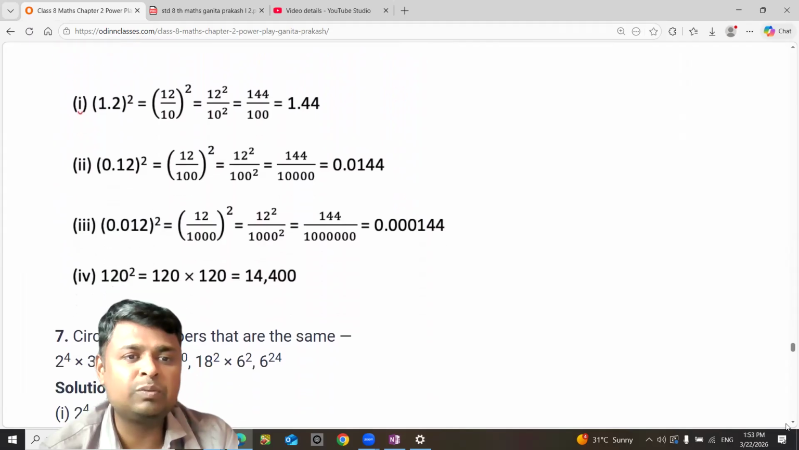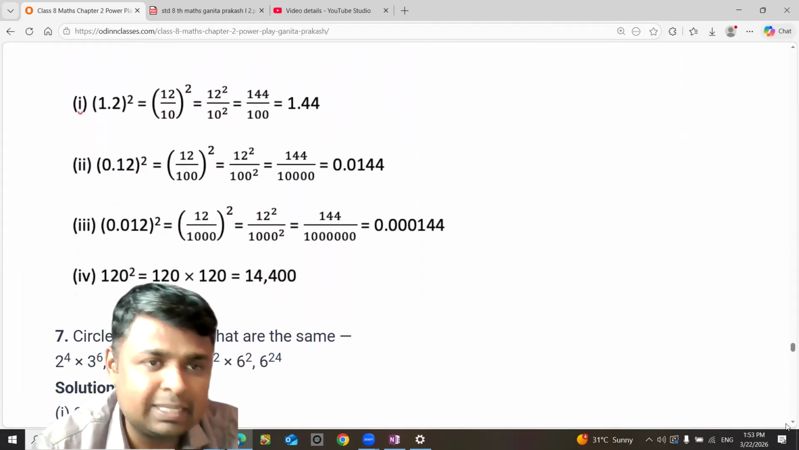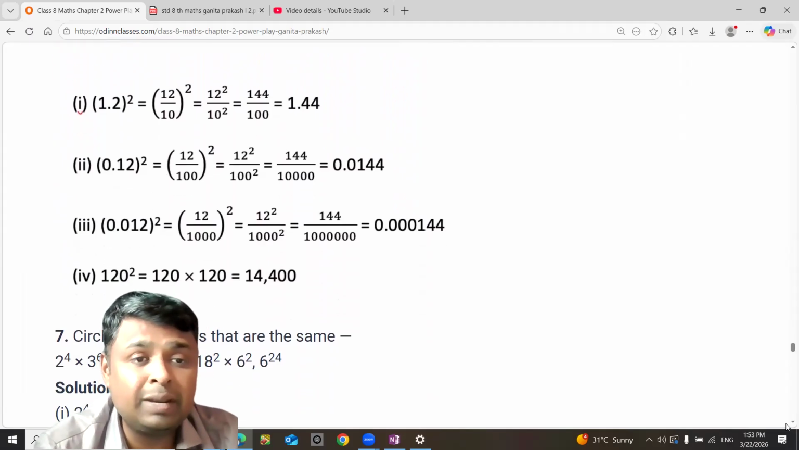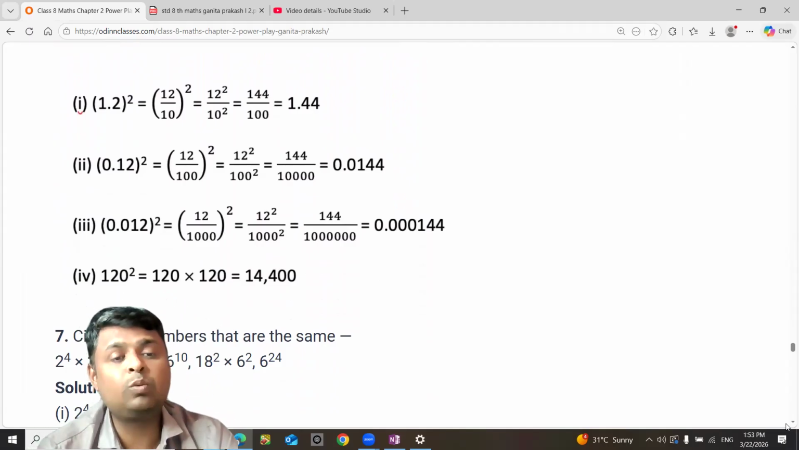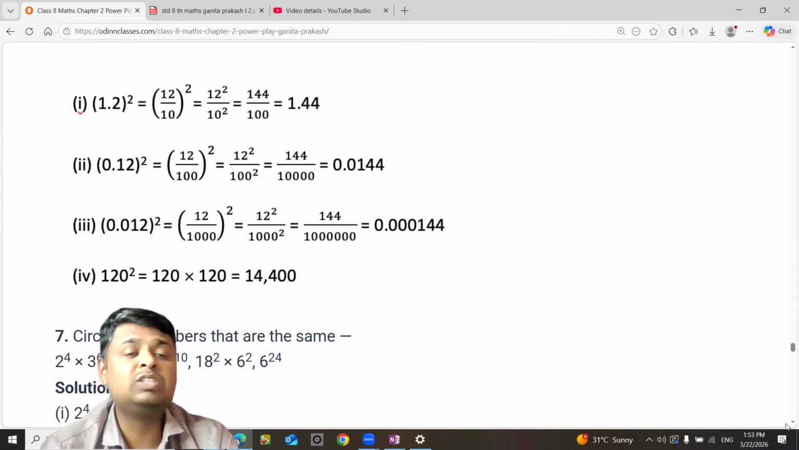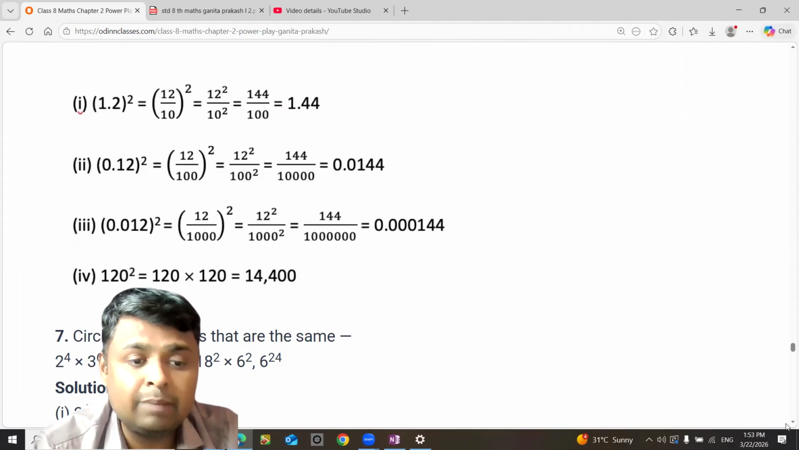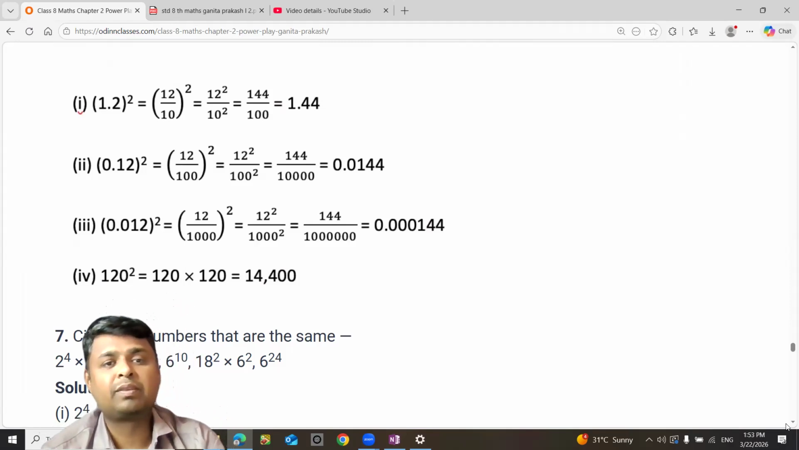So what about 1.2 square? How can we write it? We can write any number with a decimal point. If there is one decimal place, you can write it divided by 10. So 1.2 can be written as 12 divided by 10, 0.12 can be written as 12 divided by 100, 0.012 can be written as 12 divided by 1000, and so on.